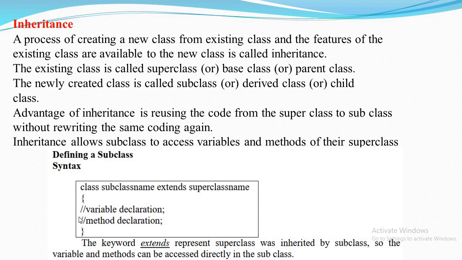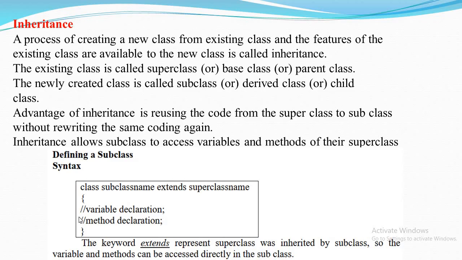The existing class is called superclass or base class or parent class. The newly created class is called subclass or derived class or child class. The main advantage of inheritance is reusability of the code from superclass to subclass. Inheritance allows the subclass to access the variables and methods of its superclasses.